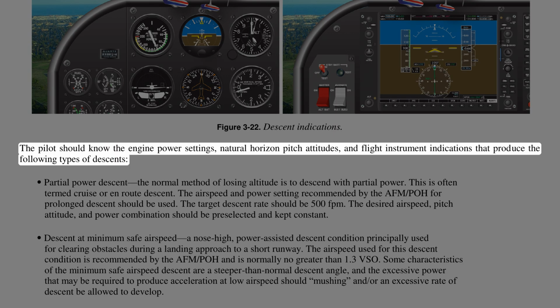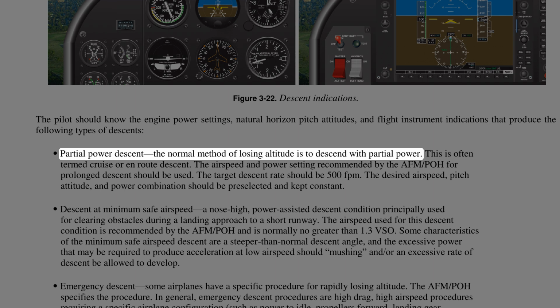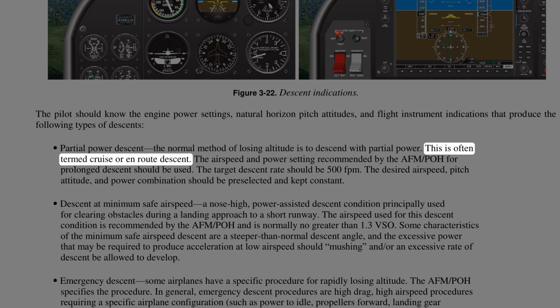The pilot should know the engine power settings, natural horizon pitch attitudes, and flight instrument indications that produce the following types of descents. Partial power descent. The normal method of losing altitude is to descend with partial power. This is often termed cruise or en route descent.